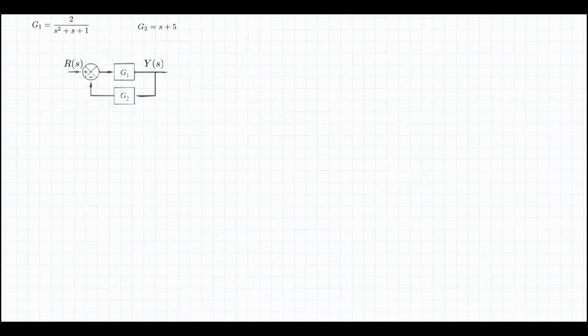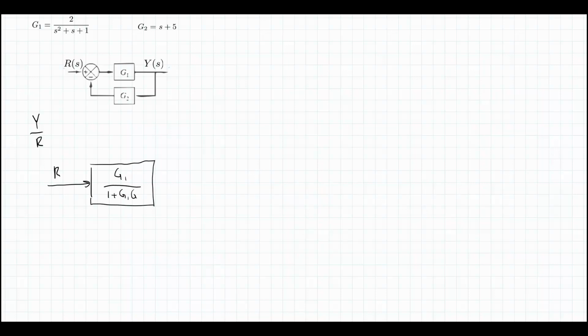And finally, let's look at G1 and G2 set up in a negative feedback loop. It goes through G1, then back through G2, and is fed back into that summation. So we're going to have our reference signal R, and we'll have our output Y. We are looking for Y over R. Well, for a negative feedback loop, we know what this is going to look like. We're going to have our reference signal, and then our effective transfer function is going to be G1 over 1 plus G1, G2 for a negative feedback loop, and that comes out as Y.